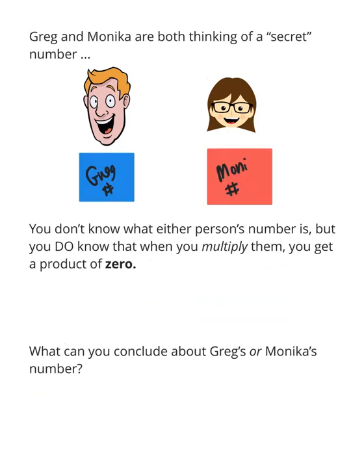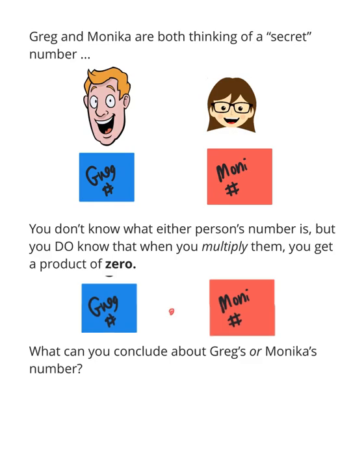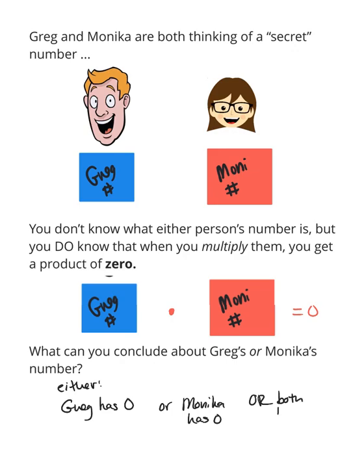So again, Greg and Monica are both thinking of secret numbers. Now, the only thing that they tell us to help us with their secret numbers is that when we multiply them, we have to get 0. So the only thing that we can conclude to be true is either one of these situations. Greg has 0. Or Monica's number is 0. Or they both have 0. So in this case, let's actually check. Let's see which one of these is going to be true.